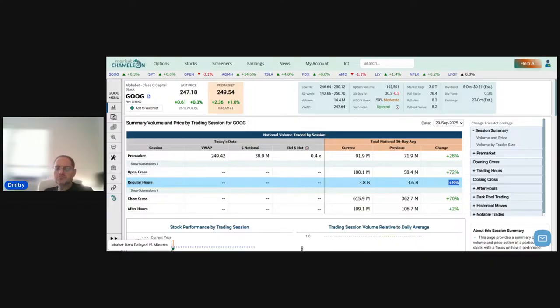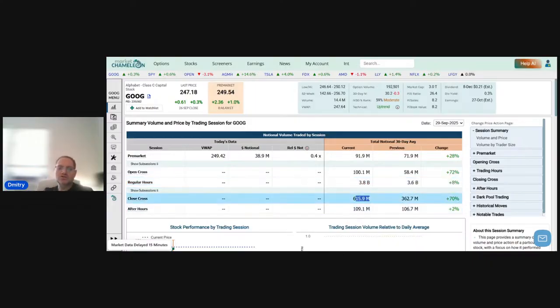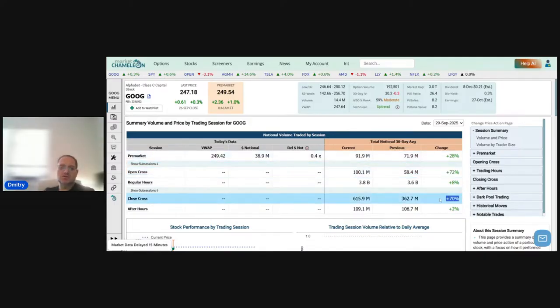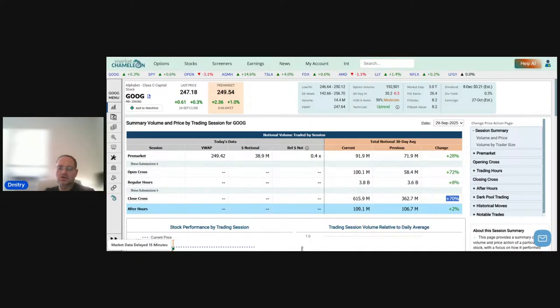Closing cross, we also see an increase, from 362 million to 615 million, a 70% increase. And after hours, we see about a 2% increase. So there was an increase across the board in every trading session, which shows that in general, all types of traders and all sessions have seen an increase in the trading volume. There's a bigger increase in the pre-market and opening cross and the closing cross than the regular and after hours.